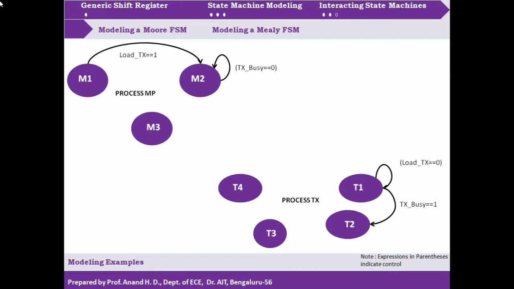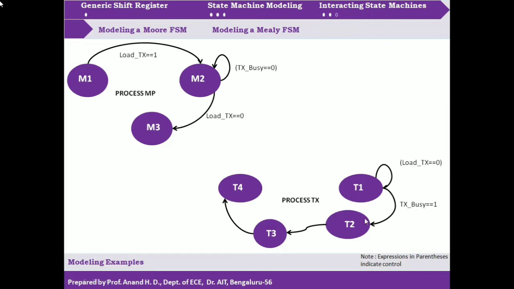When Tx_busy is not equal to 1, then it remains in the same state. Since there has been a state change from T1 to T2 causing Tx_busy to go high, there will be a state transition from M2 to M3, causing this load_Tx signal to be 0. So from M1 to M2, load_Tx was made high. From M2 to M3, load_Tx is made 0 again. Okay, so next, when there is a state transition from M2 to M3, in case of process Tx there will be a state transition from T2 to T3 and T3 to T4. All this is happening when Tx_busy is 1.